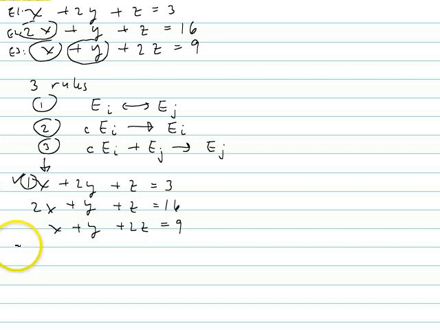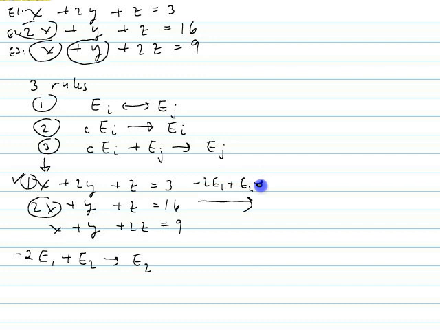Here's rule 3. In order to make this 2x get eliminated, I would have to multiply the top row by -2, or equation 1 that is. So multiply the top row by -2 and then add it to equation 2 and put the answer into equation 2. I'll indicate it this way. So -2 equation 1 plus equation 2 is going to go into equation 2.